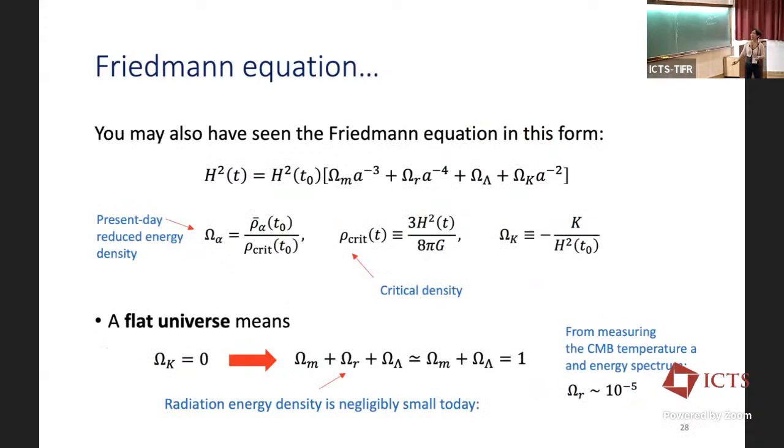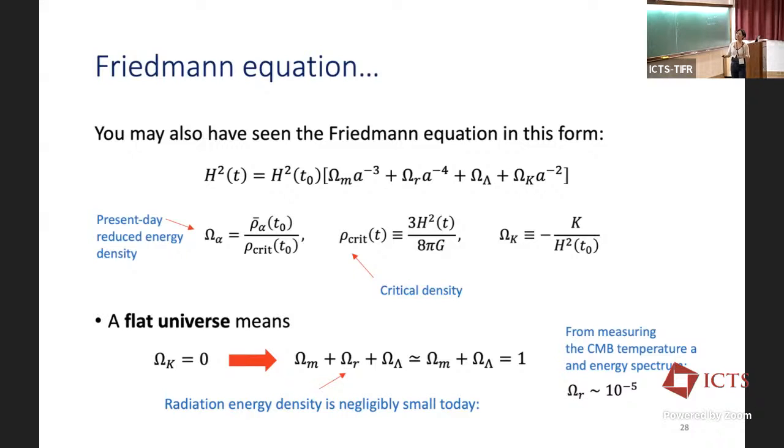Now you may have seen the Friedmann equation in this form. Essentially what we're doing here is re-expressing all the forms of energy densities in terms of the critical density today. So you can define these reduced energy density parameters, omega alpha, and then this is the critical density, which is just 3 times the Hubble parameter squared divided by 8 pi G, and omega k is defined like that. And here you have a to the minus 3, which is how matter energy densities evolve. Radiation energy densities evolve like a to the minus 4. The cosmological constant is constant, and so on and so forth.